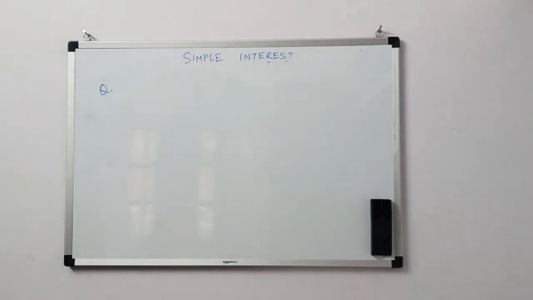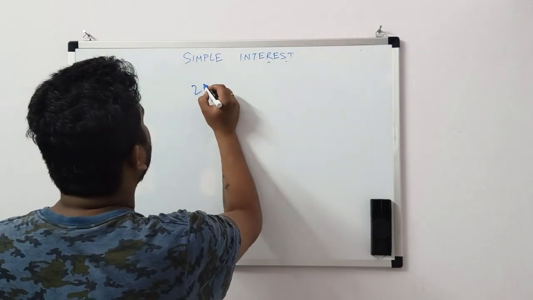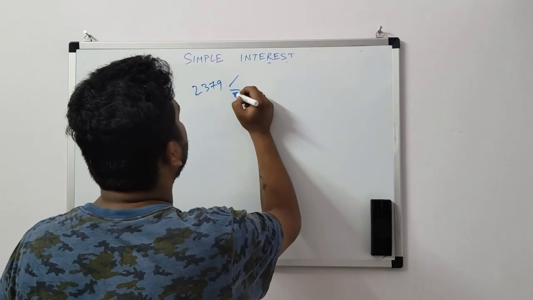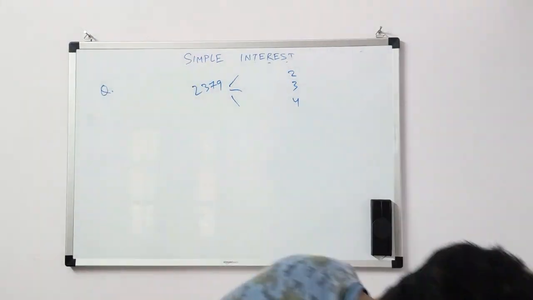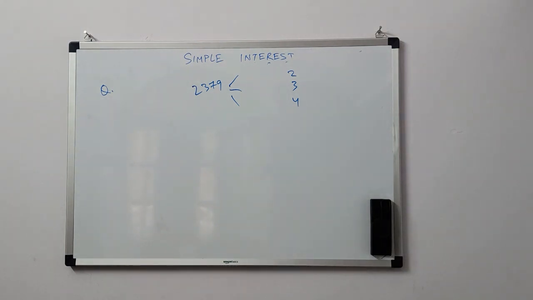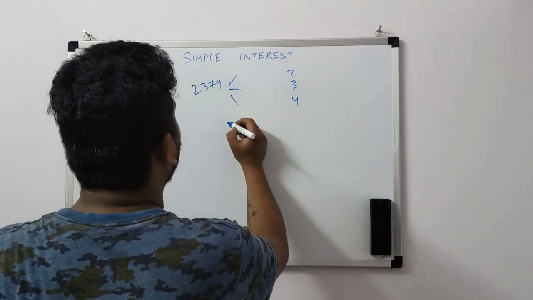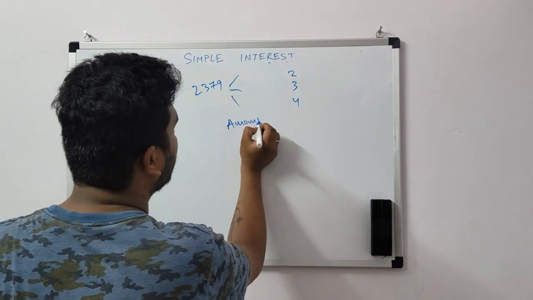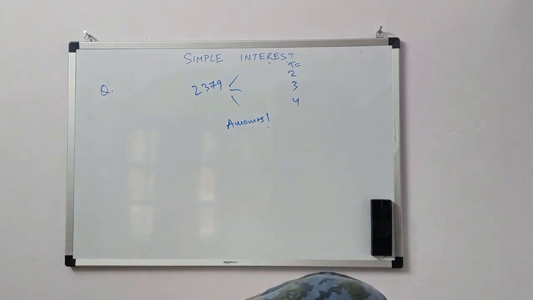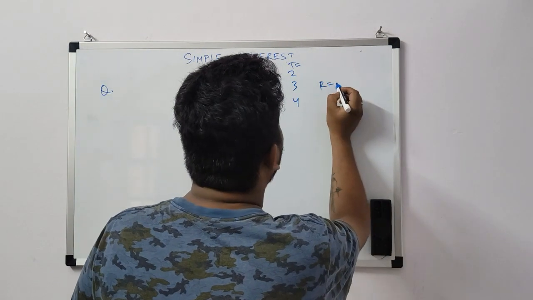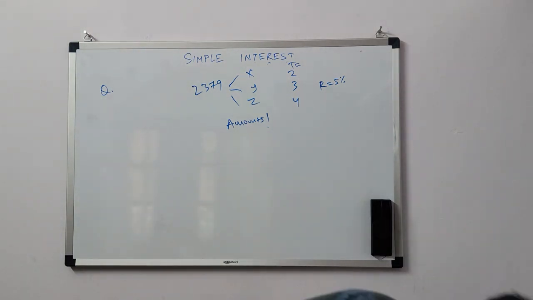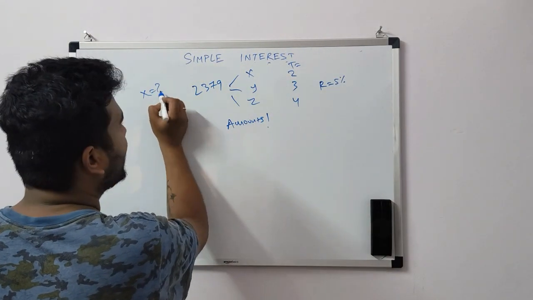Divide 2379 into 3 parts so that after 2, 3, 4 years their amounts may be equal. So this time the amounts are equal, okay? So this is time, 2, 3, 4 years. The rate is the same, which is 5%. And let's say we divide into x, y, z. Then it is asking me what is the first part. So we need to find out x.